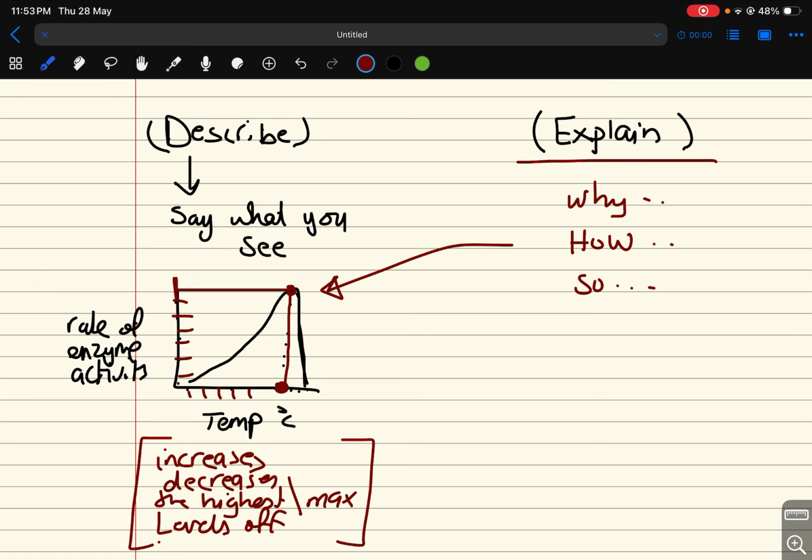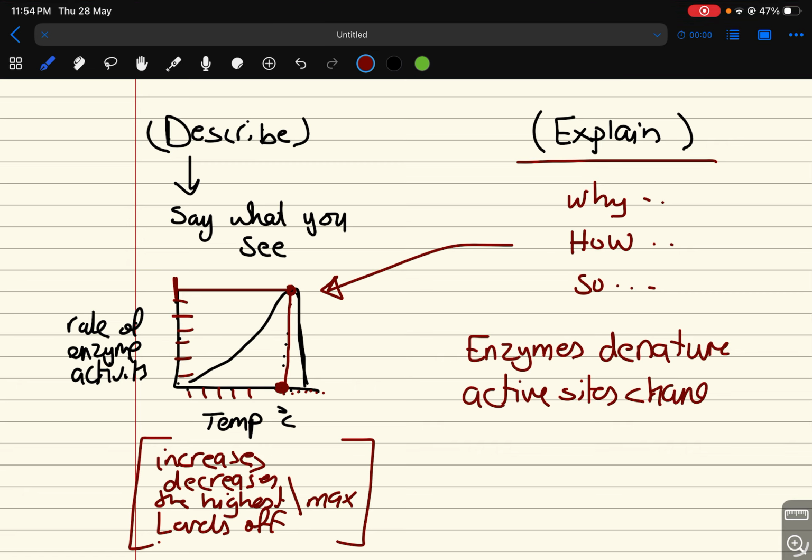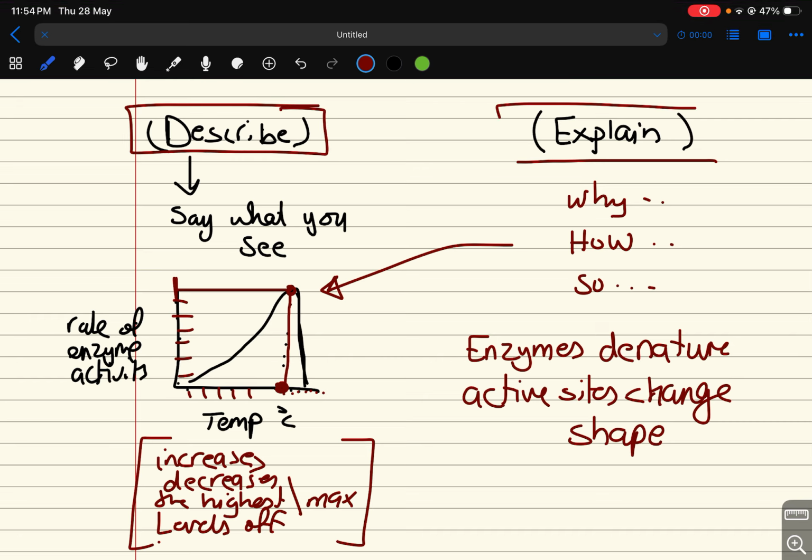are occupied by substrate. Then, if the temperature increases more, enzymes will denature. Focus on this. Enzymes denature, which means active sites change shape. So the substrate will no longer fit into the active site. These are the differences between describe and explain.